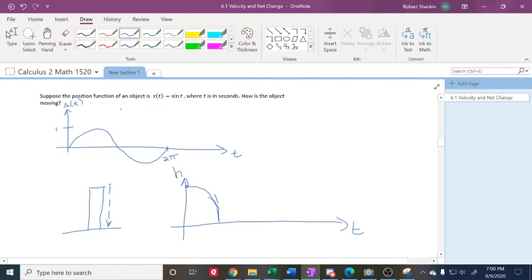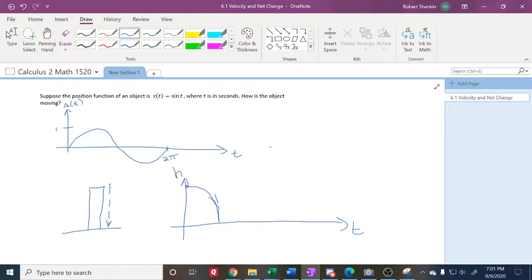So what's going on here when you have a position function is the graph you get from that is not the flight path. Actually, how is the object moving? It could be a number of different things, how the thing is moving, but let me come back to my notes.